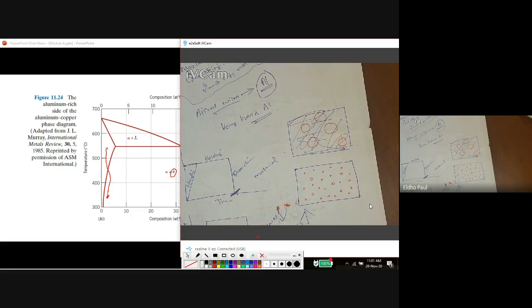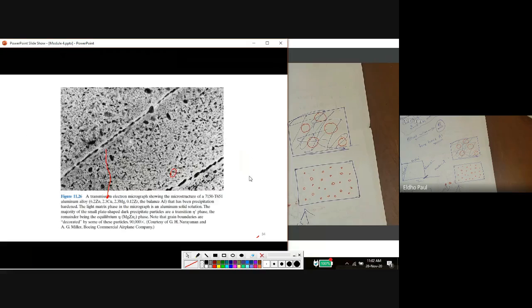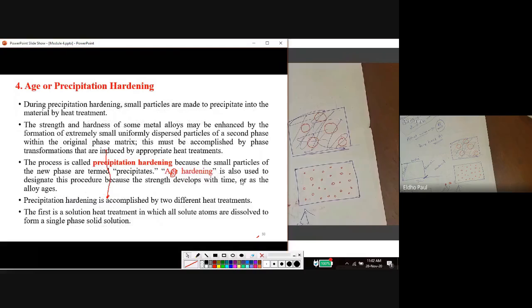Okay, so by this rapid cooling and aging, small particles of this theta phase are formed in the alpha phase. So these theta particles are called precipitates. By these theta precipitates, the material is hardened. Okay, so that is the reason for age hardening.